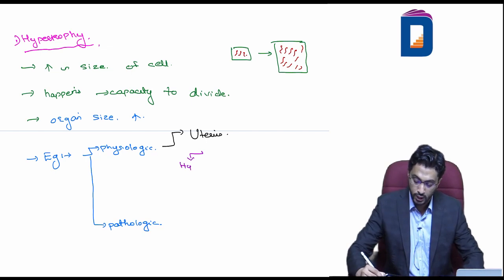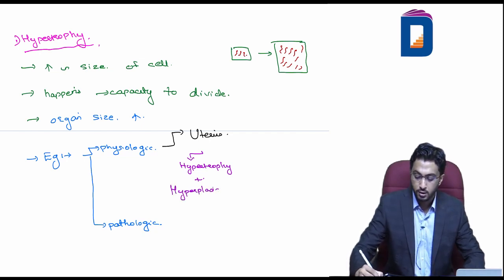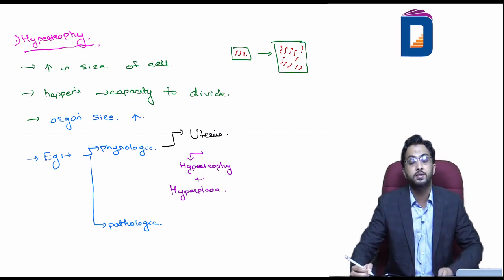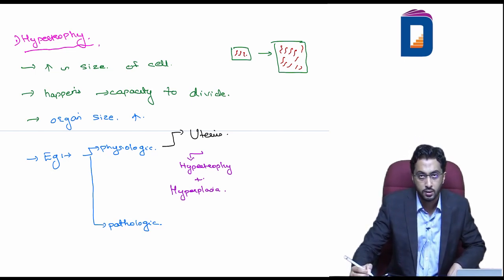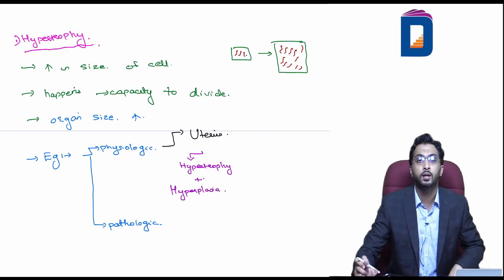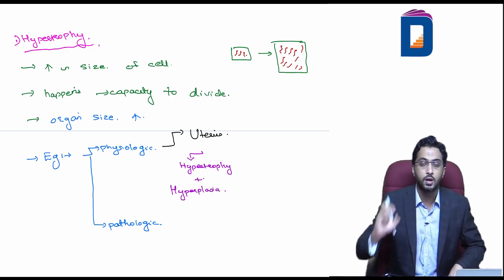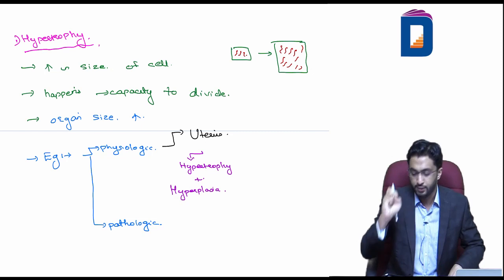That is, the uterus undergoes hypertrophy plus hyperplasia. What is the reason? The uterus has cells which have a capacity to undergo division. So it undergoes not just hypertrophy, it also undergoes hyperplasia under the influence of the hormone called estrogen. This is something we will study in other subjects, in physiology. So under the influence of estrogen, the uterus undergoes hyperplasia as well as hypertrophy.